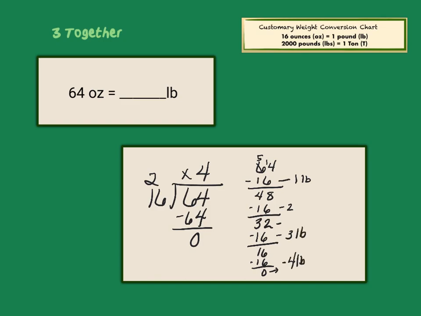So don't talk yourself out of it. If the math is a little bit challenging, just find another way around it. That's what I love about math, is that there are so many different ways you can do the same problem. Now I feel comfortable writing my answer up here. My answer is 4 pounds. 64 ounces equals 4 pounds. Let's move on to the next problem.